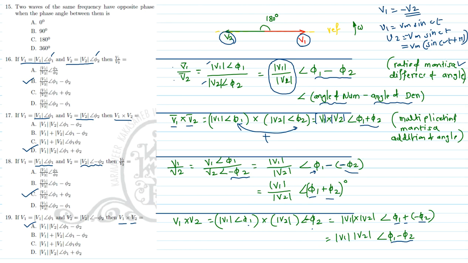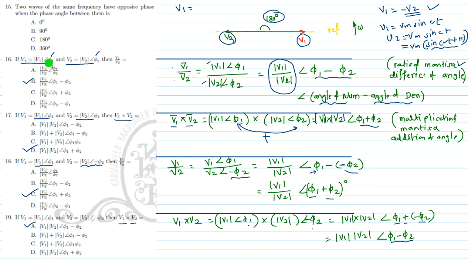Let's begin the next one. Two waveforms of the same frequency have opposite phase, what does it mean? V1 is equal to minus V2. Suppose V is equal to Vm sin omega t, then V2 is equal to minus Vm sin omega t. If you absorb the minus sign into this, it becomes Vm sin(omega t plus pi) or minus pi. That pi is nothing but 180 degrees. So opposite phasors have a phase angle difference of 180 degrees.